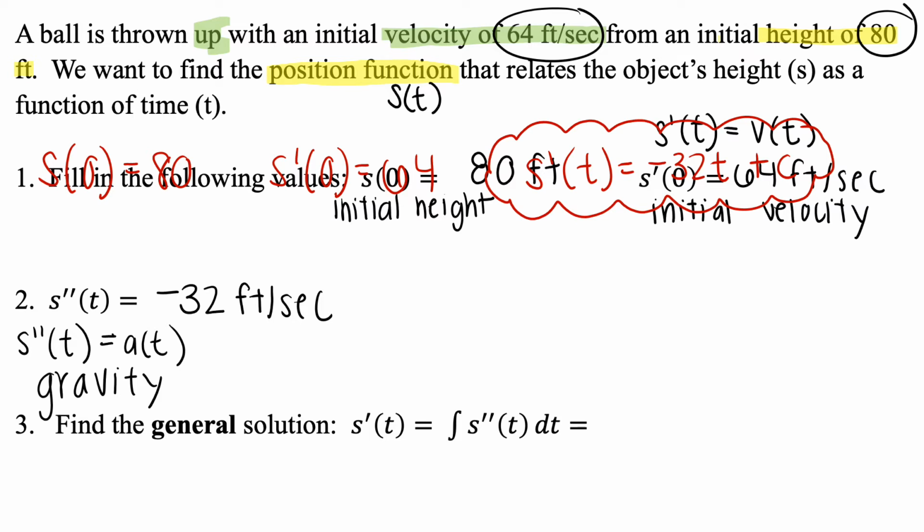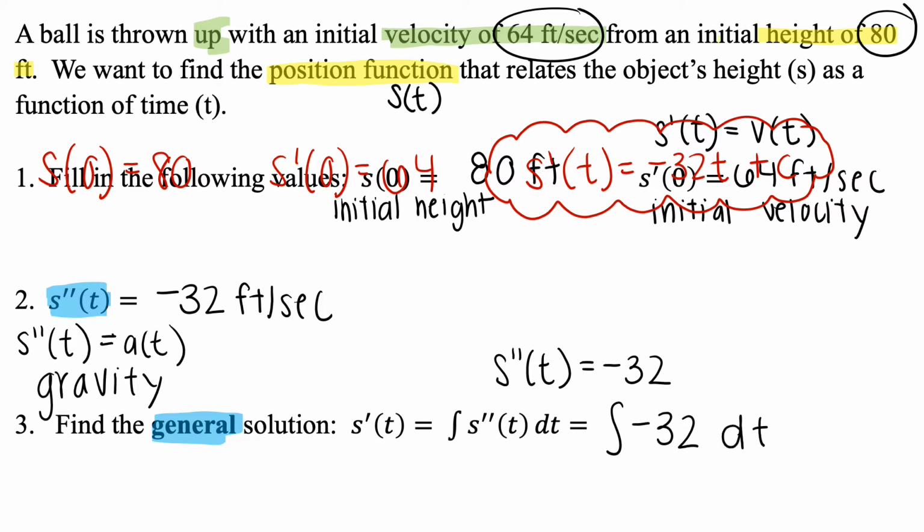So what we want to do now is find our general solutions. This is a word that we looked at in that first lesson, the general solution. S prime of t would be the integral of s double prime. So we want to take the function that we wrote, s double prime of t, which we said was negative 32. So we want to take the integral of negative 32 dt.